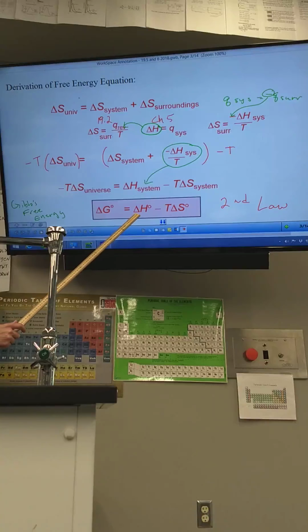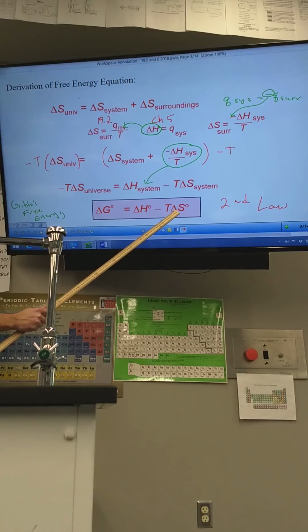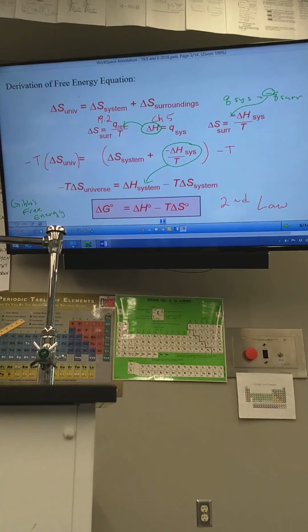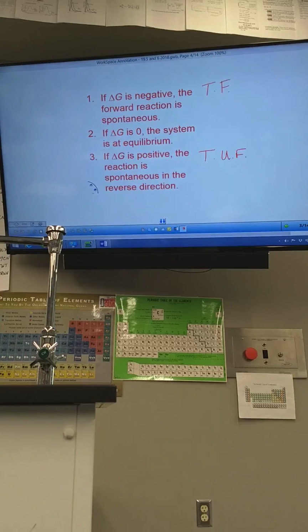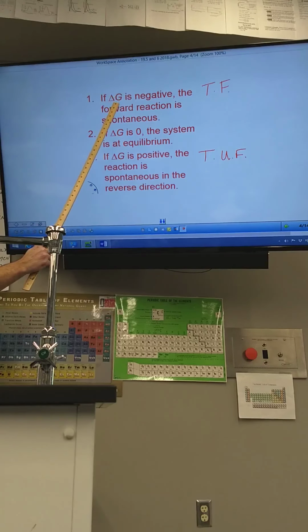And we also talked about how we can be given these delta H, delta S, or we can calculate them using some of these equations that we talked about earlier. Next thing you want to know, so delta G reads free energy change. If this change is negative, that means the process is thermodynamically favorable.